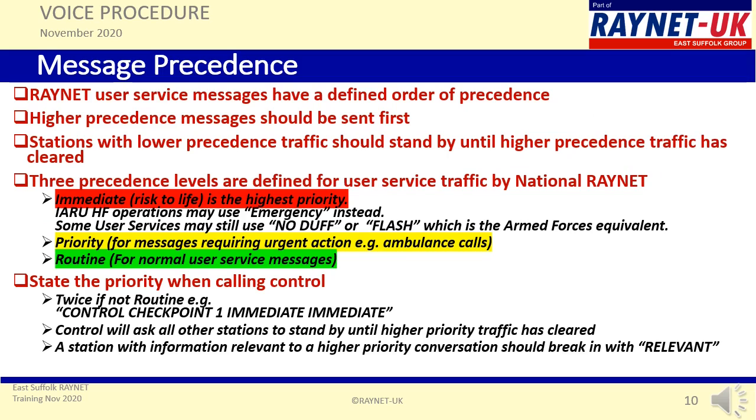User service and therefore Raynet messages have a defined order of precedence. Higher precedent messages should be sent first. Stations with lower precedence traffic should stand by until higher precedence traffic has cleared. Three precedence levels are defined for user traffic by National Raynet. Immediate is the highest priority, implying risk to life.